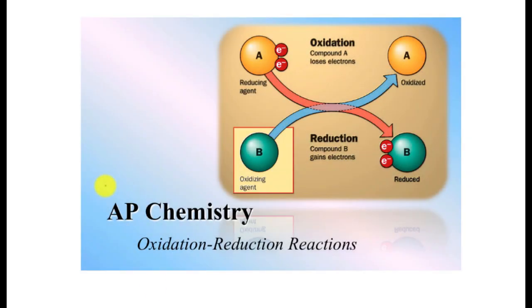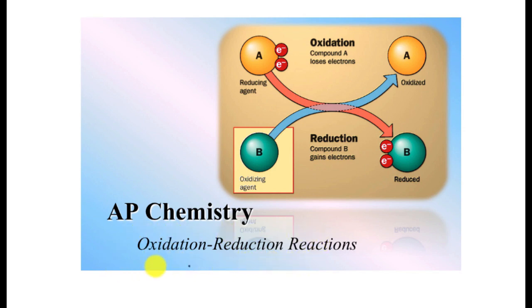Hello, today we're going to look at oxidation reduction. This is the beginning of the Unit 7 material, which is on electrochemistry. Before we get into electrochemistry, we need to go back to chemical reactions and talk a little bit about a different type of reaction, which is known as an oxidation and reduction reaction.